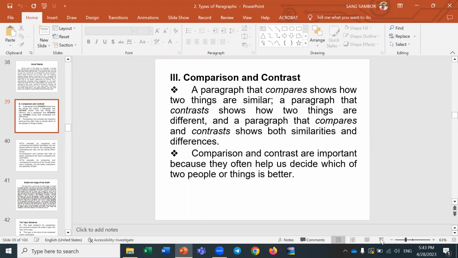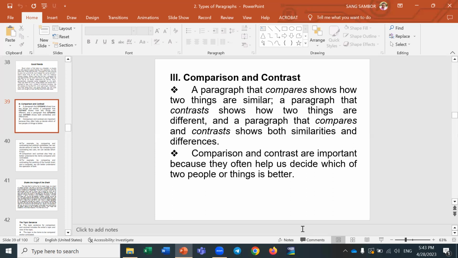So let's have a look at the next one, comparison and contrast. I believe everyone understands the meaning of the word comparison and the meaning of the word contrast. Basically, when you are writing comparison and contrast, you are writing in order to point out the similarities of two things, two objects, two people, or two places. You can also write comparison and contrast in three different ways. One is to write only comparison, another is to write only contrast, and the last is to write both comparison and contrast.